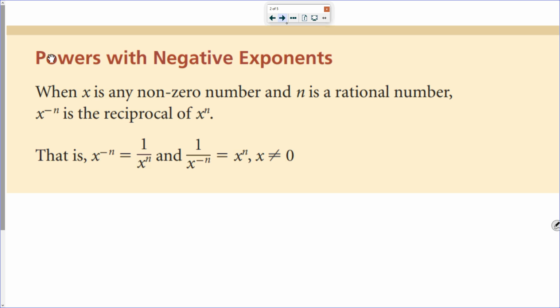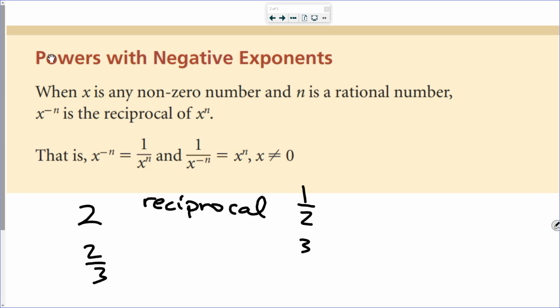negative n is the reciprocal of x to the n. So if you remember reciprocals, right? So if you have 2, the reciprocal will be 1 over 2. Or if you have 2/3, the reciprocal will be 3 over 2. So when we have a negative exponent, we're going to take the reciprocal and just take the x to the n power.